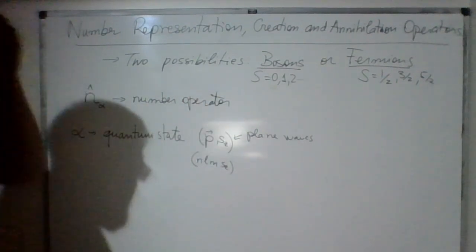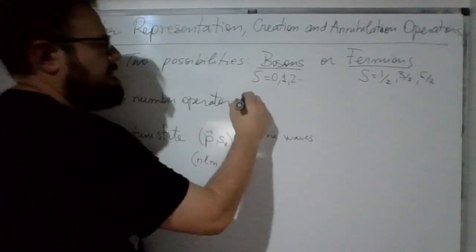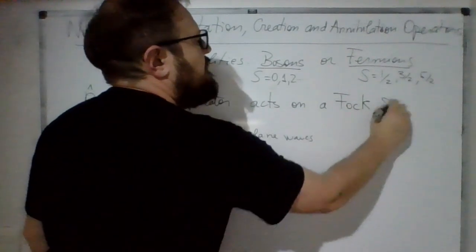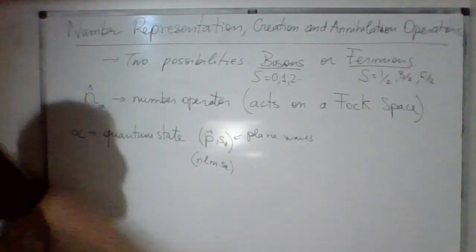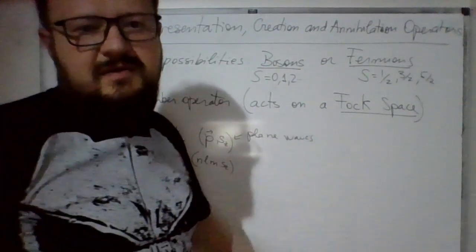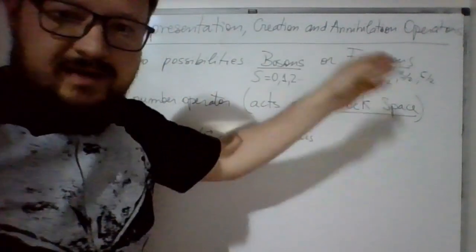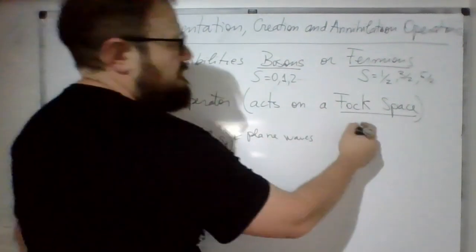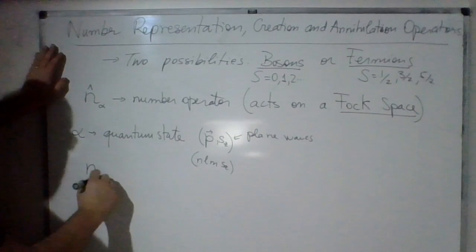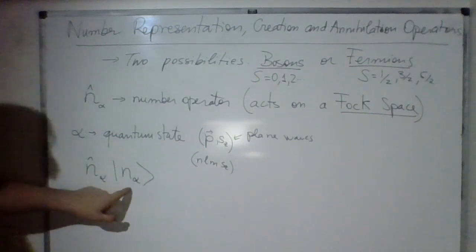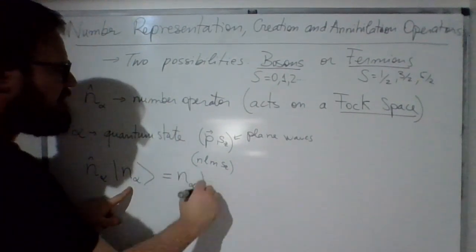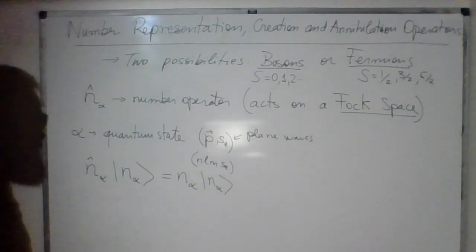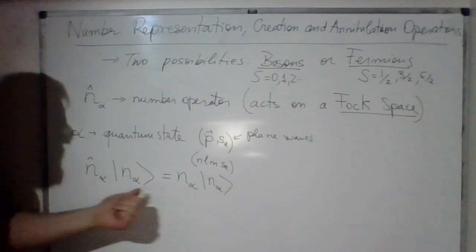Number operator. A number operator acts on something called Fock space, a so-called Fock space, which is just some kind of a Hilbert space where the ket vectors represent the number of particles in that state. So in Fock space, you have a number operator acting on some ket, and the result is the number of particles in that state times the ket representing that state. I am using here the usual convention of Sakurai, for instance, where the eigenvalue and the eigenvector are labeled the same way.